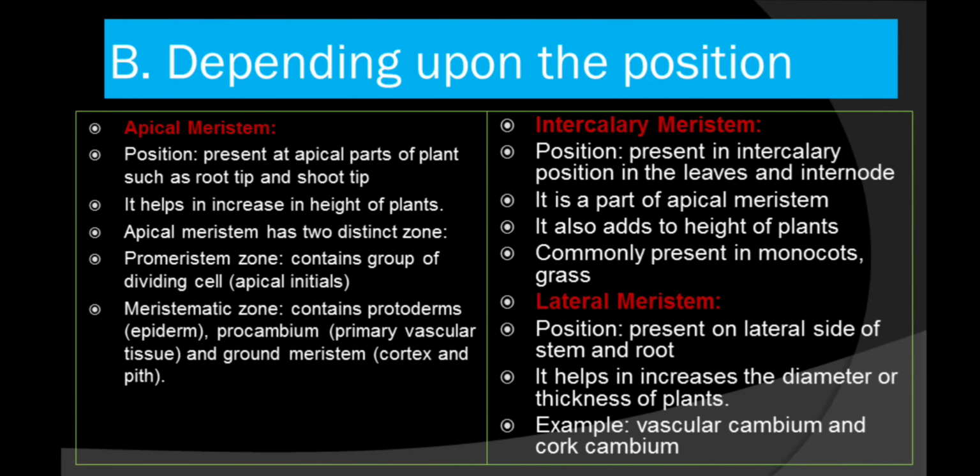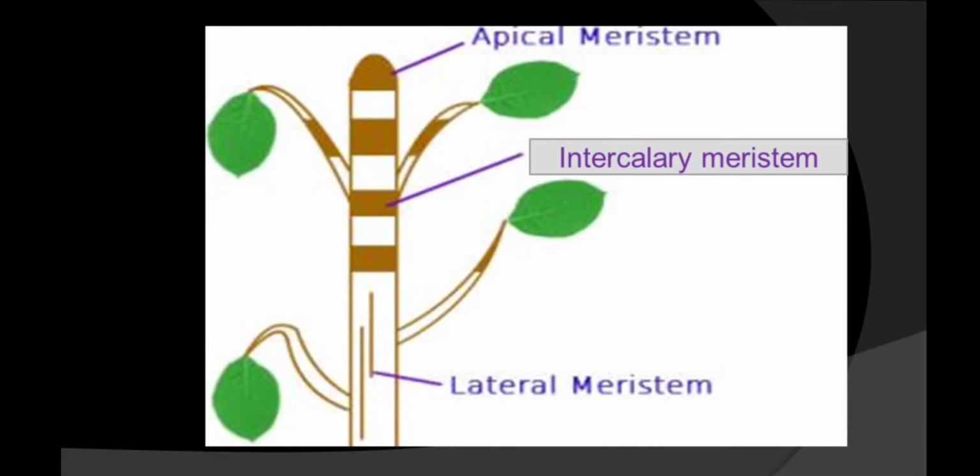Then on the basis of position, there are three: apical, intercalary and lateral. Apical means on the apex, on the top part, the tip of the root and the tip of the shoot. So on the tip of the stem, you will see the apical meristem. These apical meristems have the capacity to grow the plant or increase the length of the plant. They increase the length because they enlarge lengthwise and increase the height of the plant.